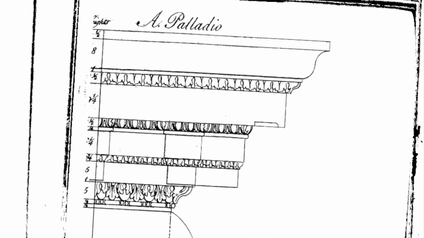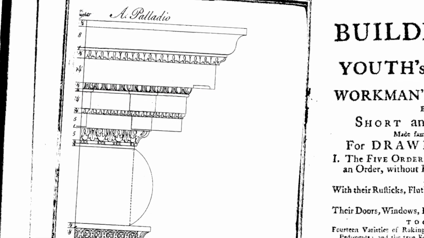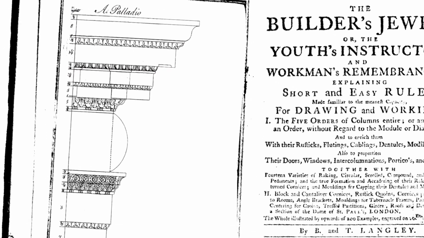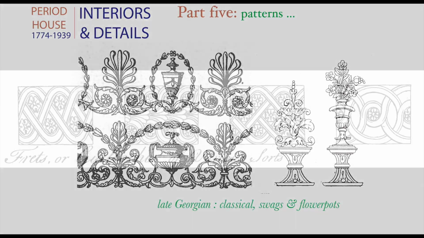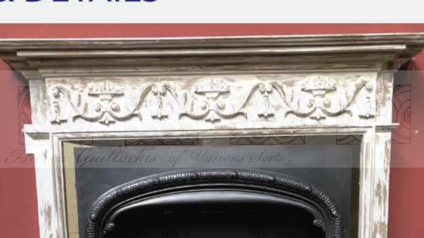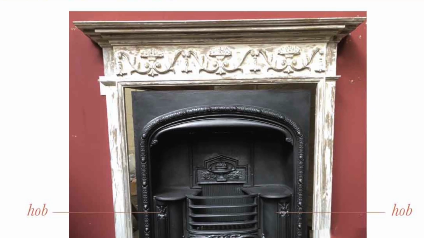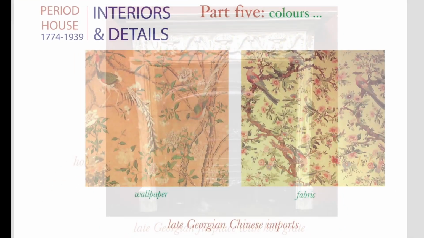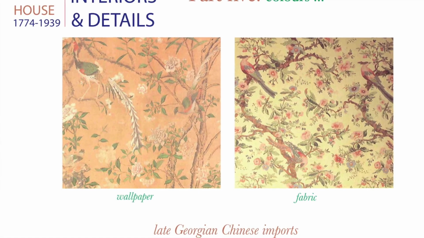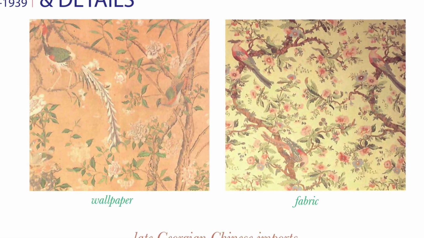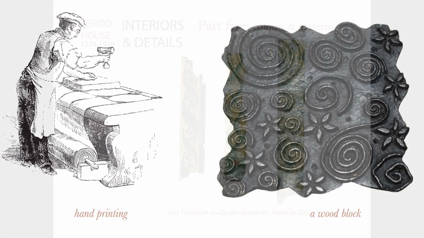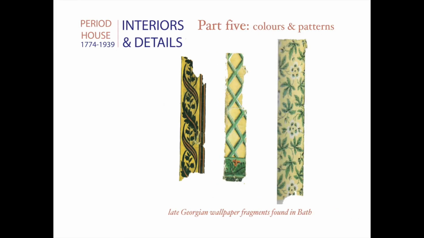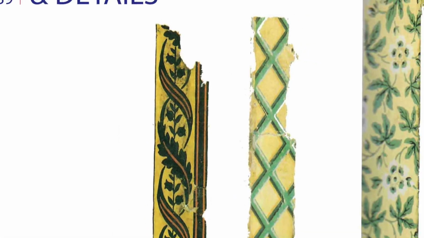Late Georgian patterns came from both classical and vernacular traditions. Classical patterns were disseminated through pattern books. Swags, flower pots, frets and gouaches were applied to plasterwork and fireplace surrounds. There were some Chinese and other Oriental patterns, but not only were they far from typical, they had to be imported and were consequently expensive. Most wallpapers were hand-printed using wood blocks on small sheets of paper. This made them expensive. These examples, found in Bath, used floral and geometric motifs.